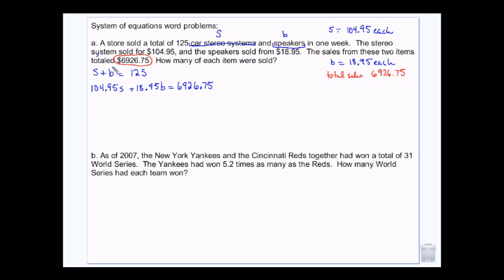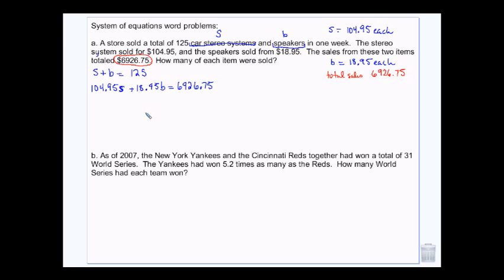I want to make this into one letter equals everything else. So do you want to use the S's or the B's? Would you like a hint as to what I would do? I would actually make it B equals, because $18.95 is smaller than $104.95, and I'd rather multiply by the smaller number. That's me personally, but you don't have to. You can do either way and you'll get the same answer, but I like to multiply by smaller numbers, so I usually pick the one that's going to give me the smaller multiplication or division.